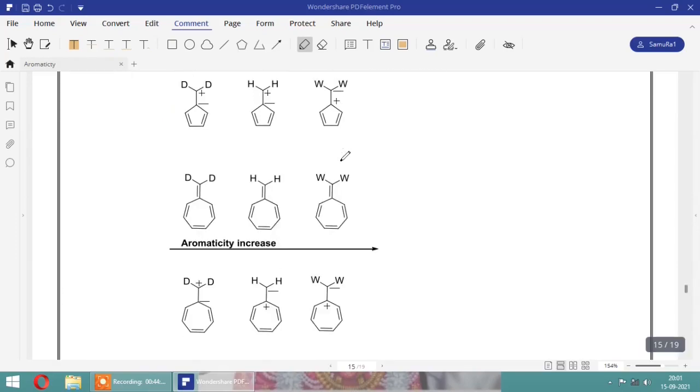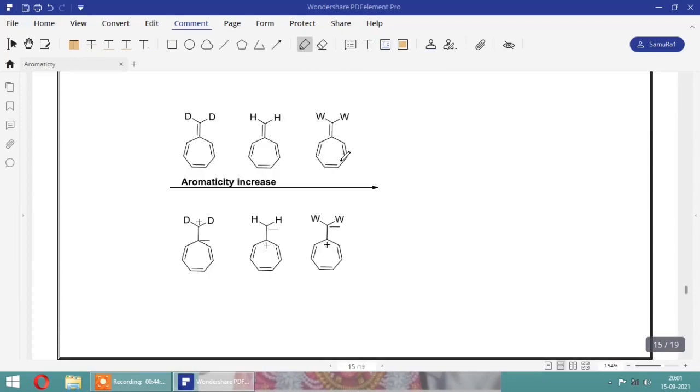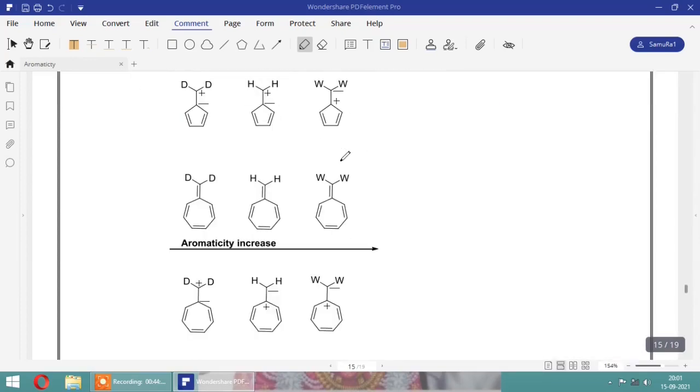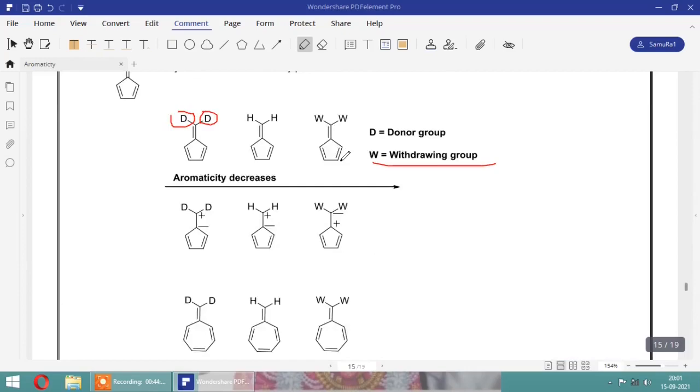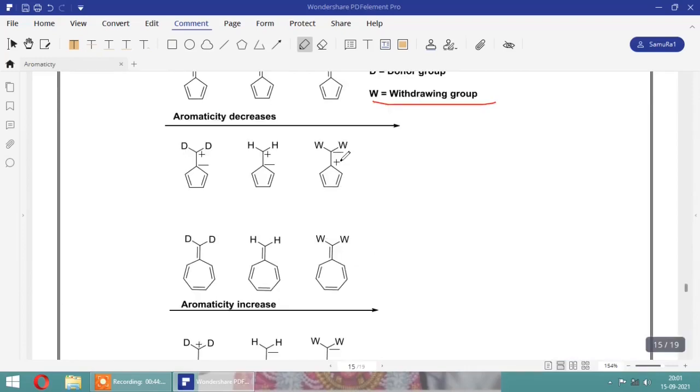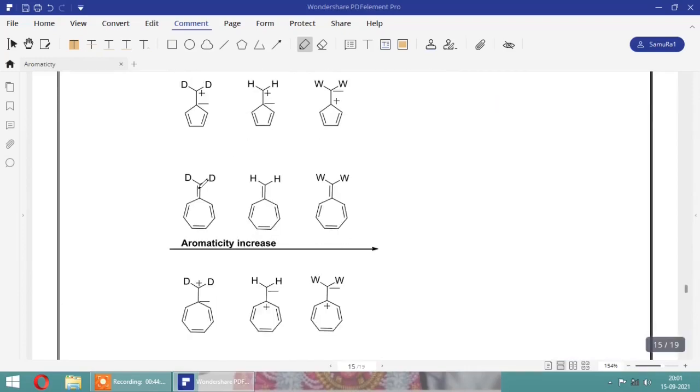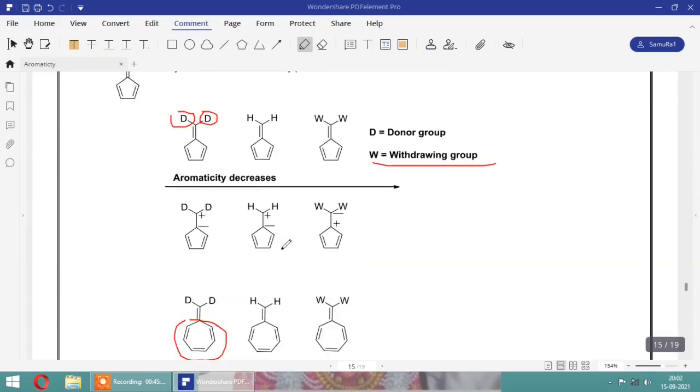For example, if we take a 7-membered ring, the aromaticity increases. In this way, the aromaticity increases. In a 5-membered ring, aromaticity decreases. You just observe the difference between these two.